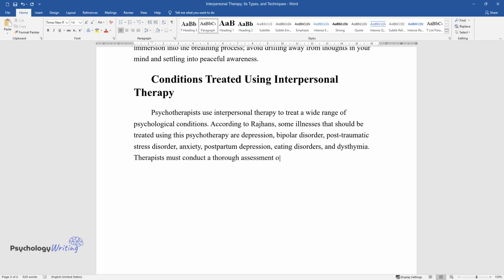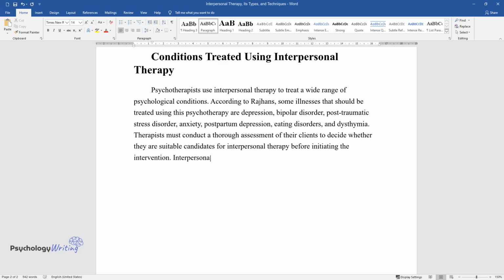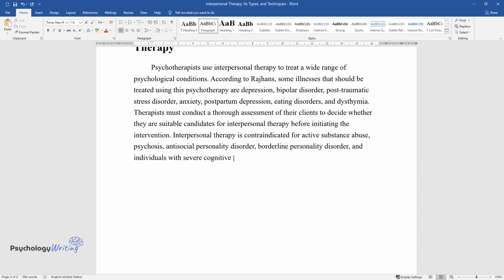Therapists must conduct a thorough assessment of their clients to decide whether they are suitable candidates for interpersonal therapy before initiating the intervention. Interpersonal therapy is contraindicated for active substance abuse, psychosis, antisocial personality disorder, borderline personality disorder, and individuals with severe cognitive deficits.